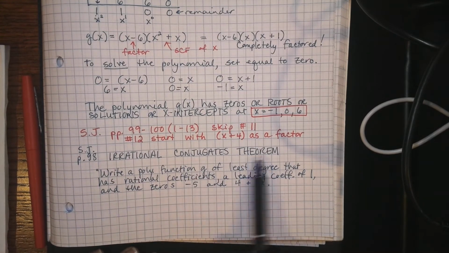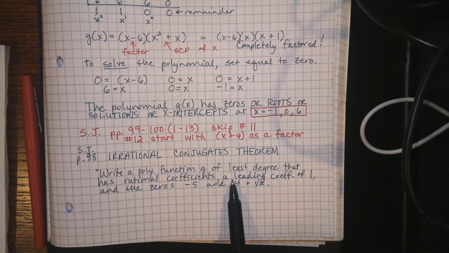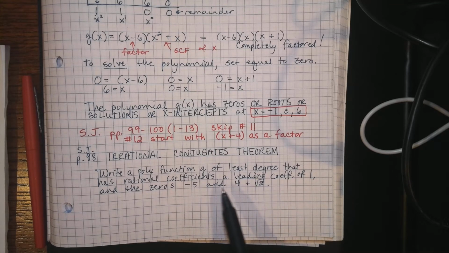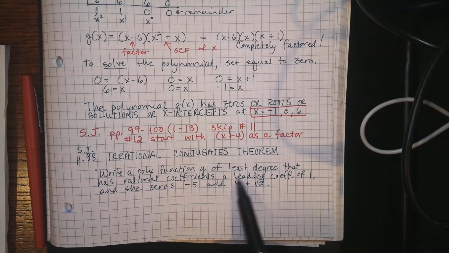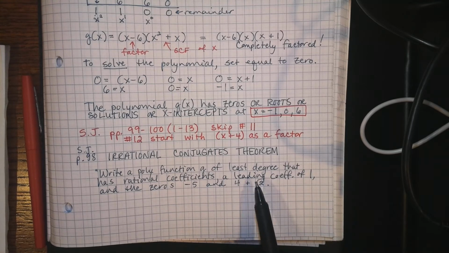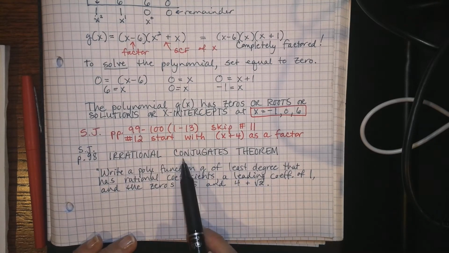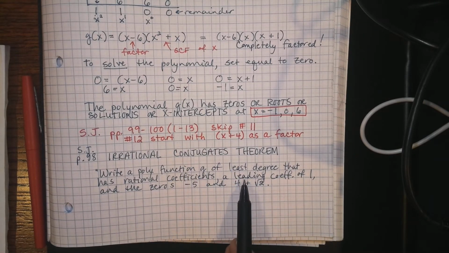The Irrational Conjugates Theorem on page 98 says, if you have a root like this, where it's got an irrational number, then it always comes in a double root of also 4 minus root 2. So this has to be at least a cubic, because you've got 1 root, 2 roots, and you can't have a root like this without a third root. And that third root is going to be 4 minus root 2. And that is a conjugate. So if you have an irrational number like this, it has to have both of them, both the plus and the minus.